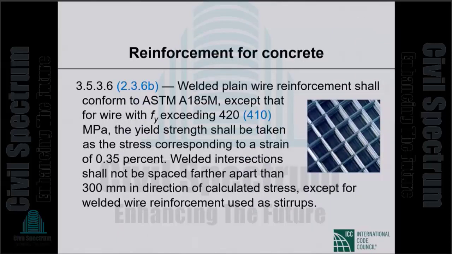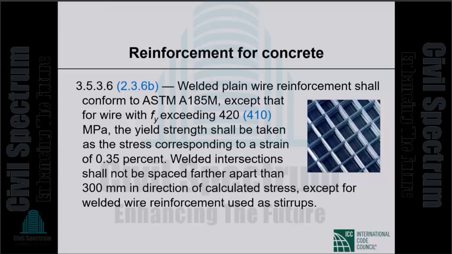Then there is what used to be called welded wire fabric. Now it is called welded wire reinforcement. People who manufacture these do not like the term fabric. So welded wire reinforcement may be made of plain wire or deformed wire. Welded plain wire reinforcement shall conform to ASTM A185, except that for wire with high strength exceeding 60 ksi yield strength, the definition of yield strength changes.